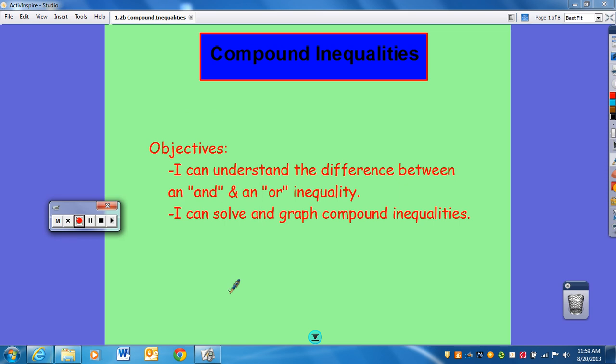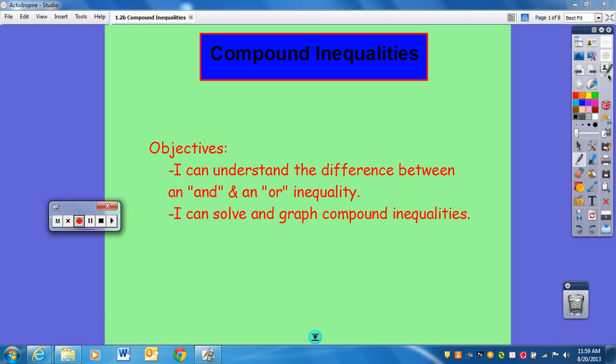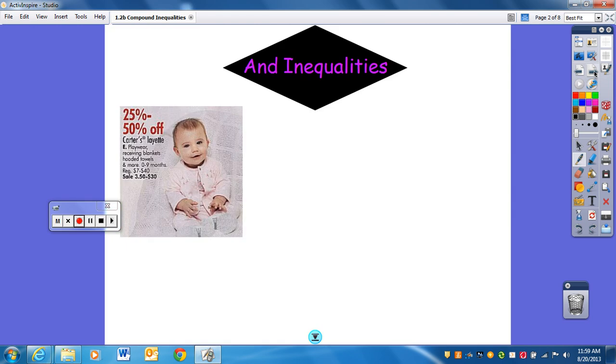Today we're going to work on compound inequalities. In this video, we are going to understand the difference between an "and" and an "or" inequality, and then we're going to solve and graph these compound inequalities. In our world, we do see compound inequalities all the time.